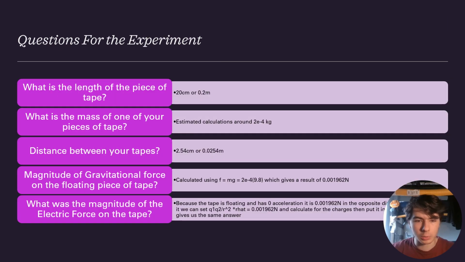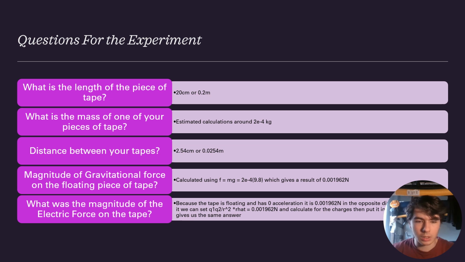So some questions for our experiment. What's the length of our piece of tape? It was 20 centimeters. What's the mass of one piece of tape? Our estimated calculations put it around 2.2 times 10 to the negative 4 kilograms. The distance between our tapes was again 2.54 centimeters.